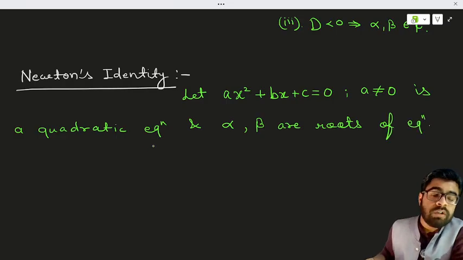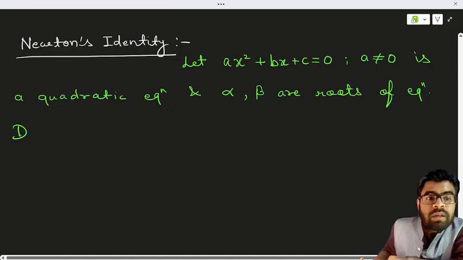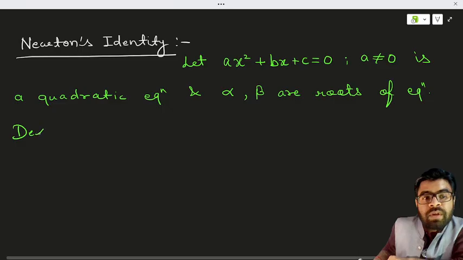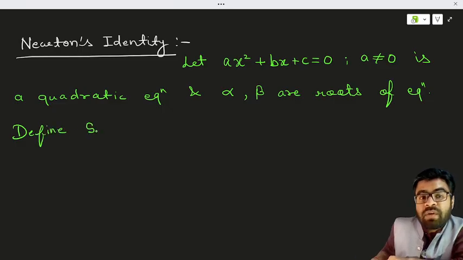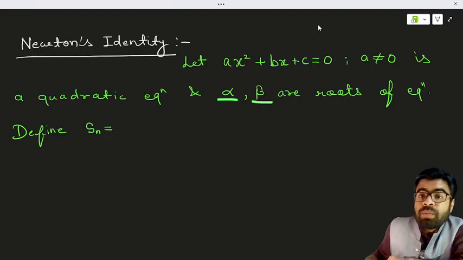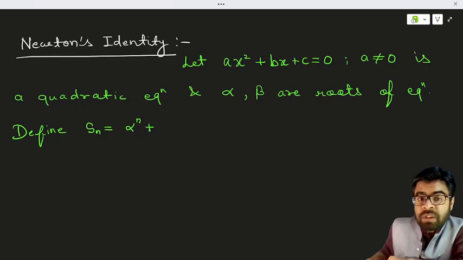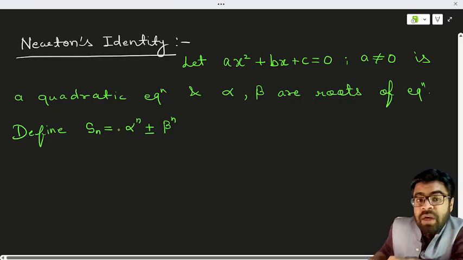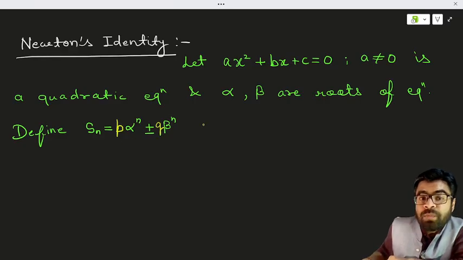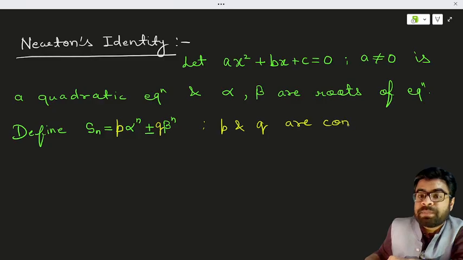Clear? Then in this case, let's suppose we have defined a variable Sn, and what is Sn? Sn is a relation between alpha and beta. So how did I define Sn? Sn is nothing but alpha power n plus beta power n, and if I take a negative value, then also it is true. And similarly, if I take some constants, like p here and q here, so what are p and q? P and q are constants.